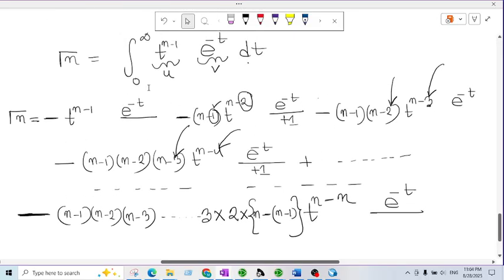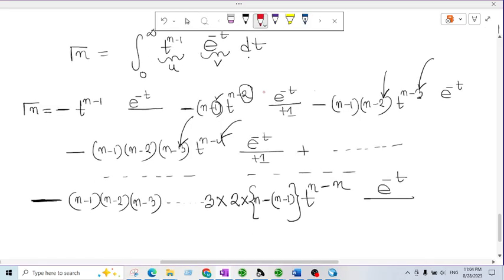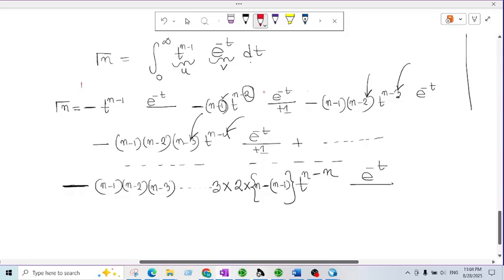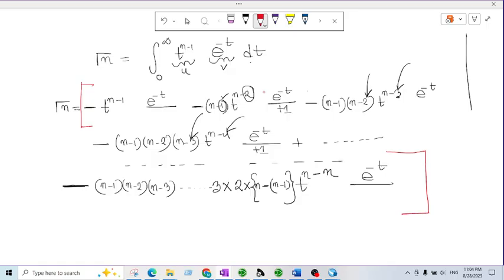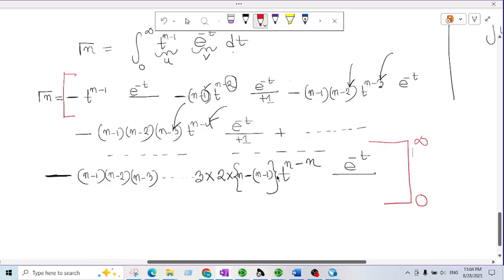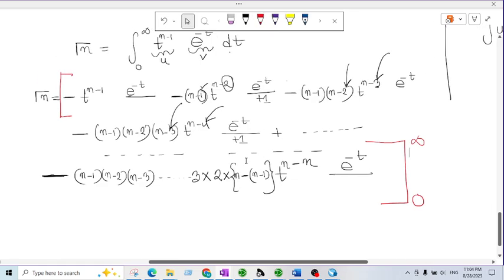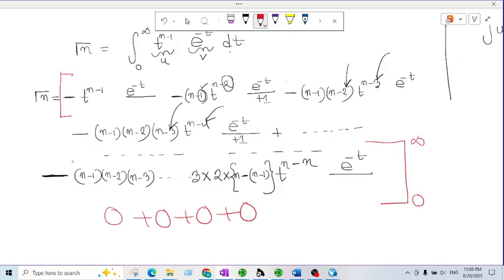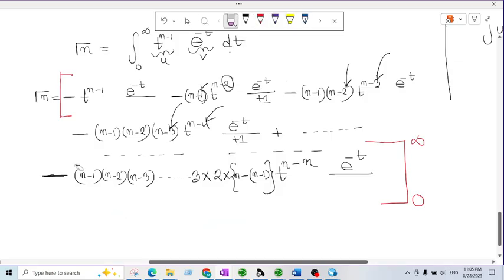And don't forget one thing: you have the range of t, so you have to apply the range at all the terms. So let's write 0 to infinity. And as I have told you, there are infinite terms, right? But as you have obtained a constant here, that means the rest of the terms are 0, 0, 0, 0. So let's stop here and not write that infinite 0.